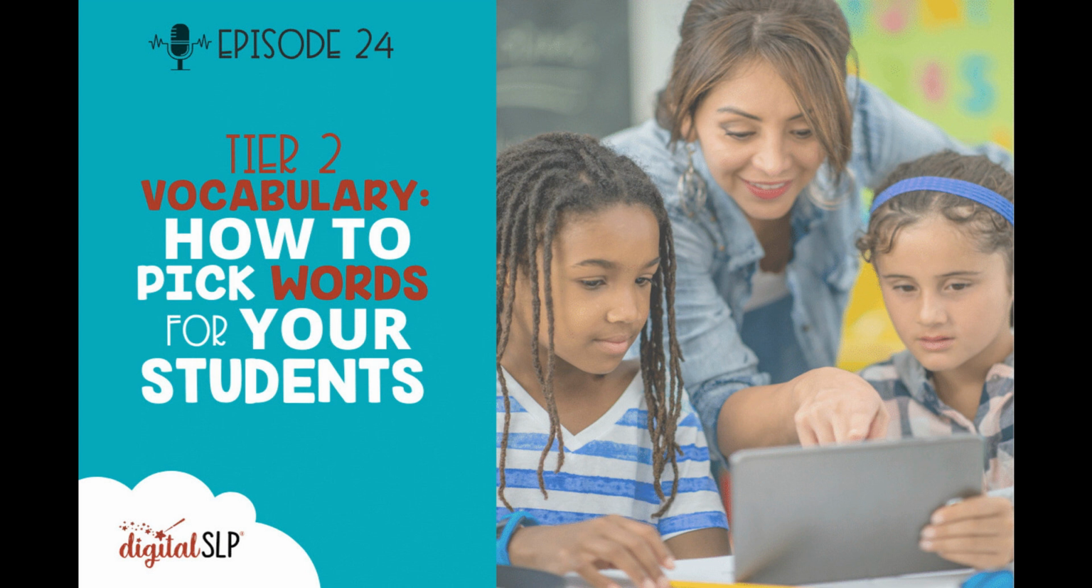So today we're going to be talking about tiered vocabulary. I know that this is a term that most of you guys, especially school SLPs, are familiar with, but we're going to dive in and talk a little bit about the different tiers and how you can pick out tier 2 vocabulary for your students.